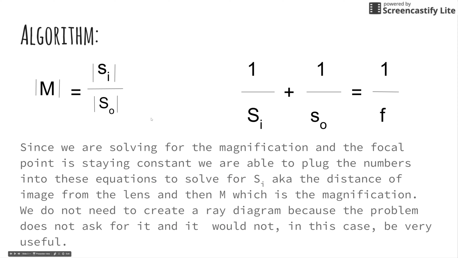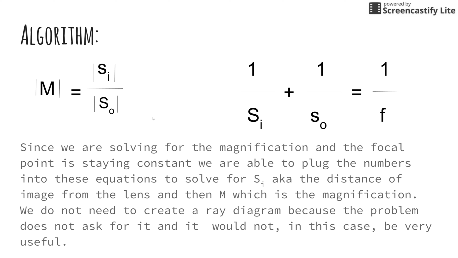So the algorithm we are going to use, usually you'd be using the ray diagram for optics, but since there's changing SIs and SOs, I just decided that we should stick to two equations. One equation is the magnification equation, because that's how we're going to actually solve for the magnification.